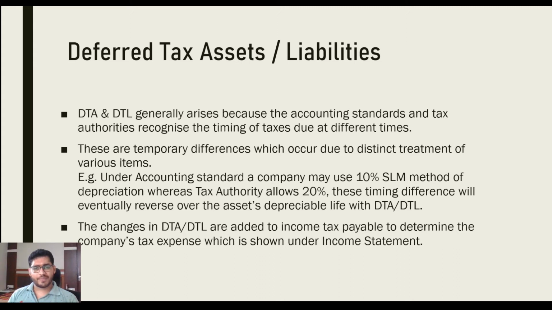These are nothing but temporary differences which occur due to distinct treatment of various items, as I said. For example, under accounting standards, a company may use a 10% straight line method of depreciation, whereas the tax authority may allow a 20% double declining method or straight line method for that particular asset class. This timing difference will eventually reverse over the asset's depreciable life with a deferred tax asset or deferred tax liability. We are going to see an example very soon so that you will understand it more thoroughly.